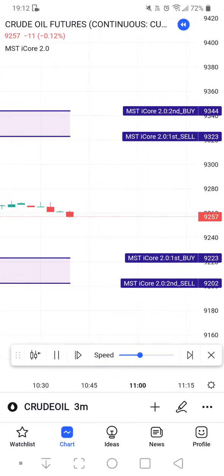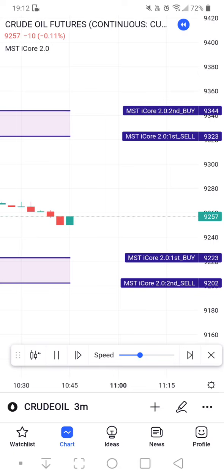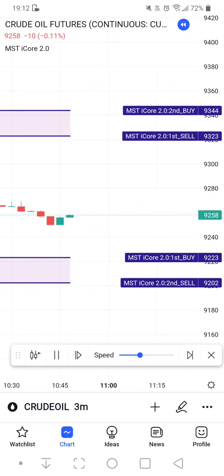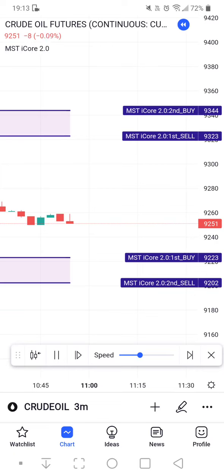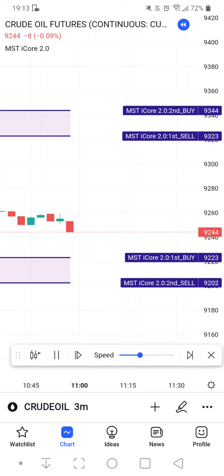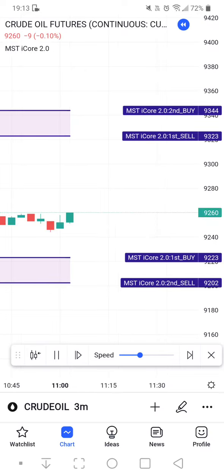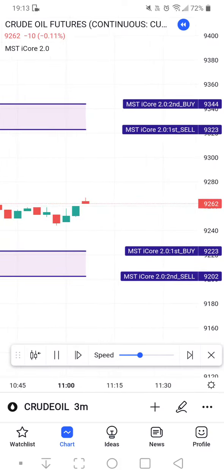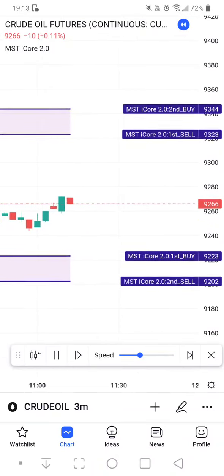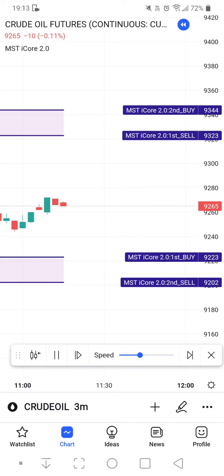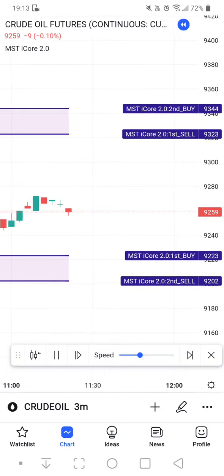Don't forget to enter at the appropriate level. The buy means only at 9223. 3 points extra risk you can take, like 9226, if the market is not coming to 9223. Don't take more risk than 300 rupees. So 300 rupees risk is applicable for all the scripts like Bank Nifty, natural gas, copper, everything.